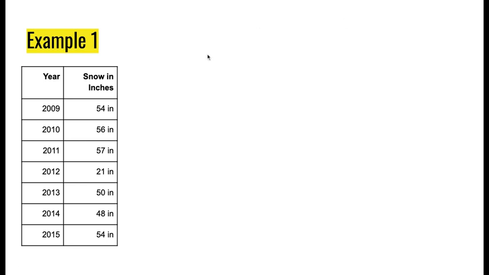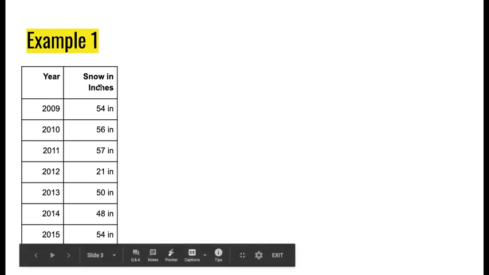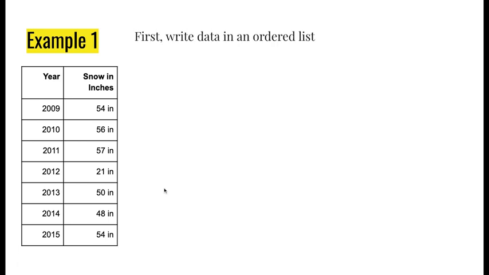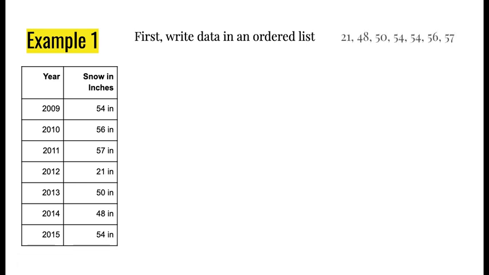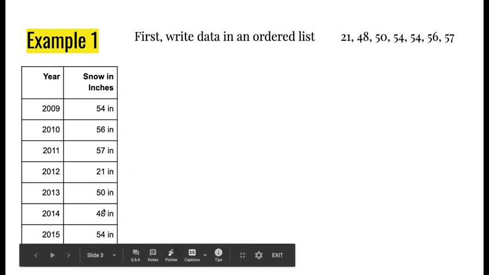So let's take a look at this example right here. This example has a set of data. It is the snow in inches, so how many inches of snow fell over the course of 7 different years. Now, when I want to find my measures of center, right, the mean, median, and mode, the first thing I want to do is go ahead and put all of these data points in order from least to greatest. So I went ahead and did this for us. I looked at this set of data and I found the least was 21, and then I went through all the way up to the highest, the maximum, which was 57. So this is this data right here, but put in order from least to greatest.